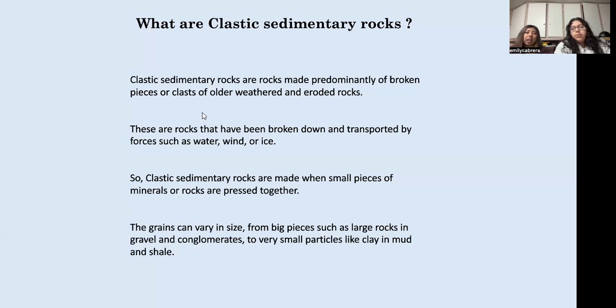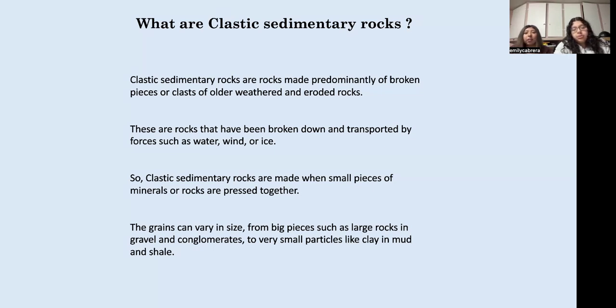And what are clastic sedimentary rocks? So, clastic sedimentary rocks are rocks that are made predominantly of broken pieces, or clasts, of older, weathered, and eroded rocks. These are rocks that have been broken down and transported by forces such as water, wind, or ice.